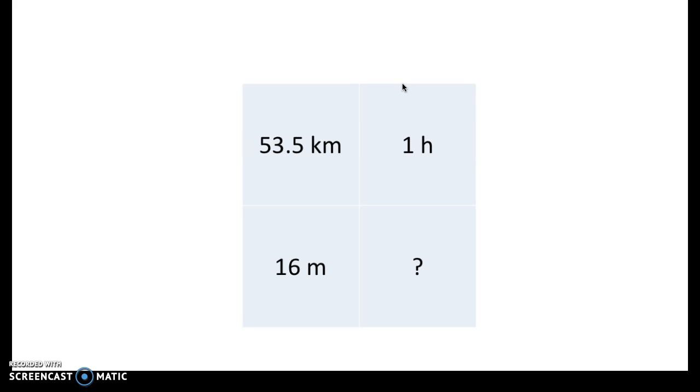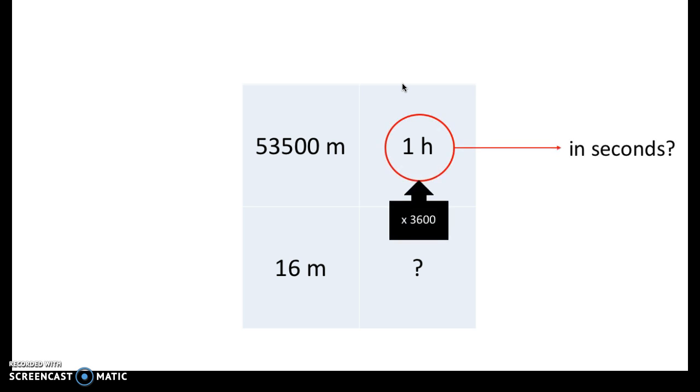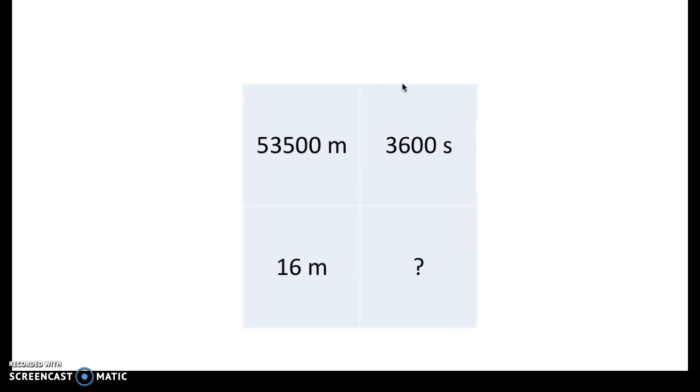So again, let's use a table. We've got the distance on the left and the time on the right. First of all, we need to have uniformity with the units. So let's transform kilometers into meters by multiplying by 1,000. And I doubt that we will have hours as a unit of time for such short distances. Let's transform into seconds by multiplying by 3600.